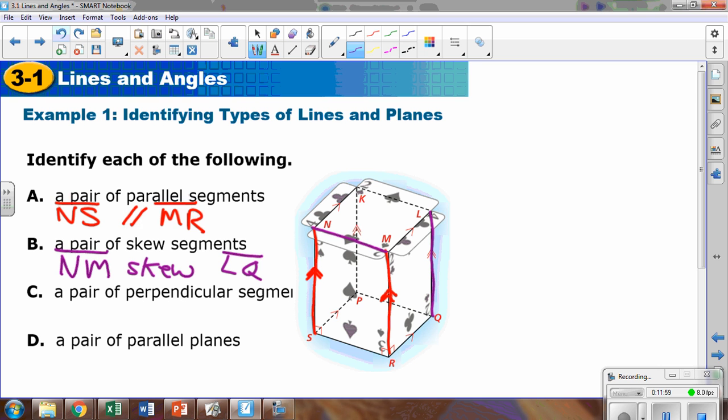What about perpendicular segments? Well, we need a 90-degree angle. You can see that I've got a box drawn right there, so they're telling us that's a set of perpendiculars. So let's grab those 2, and that would give us NS is perpendicular with SR.